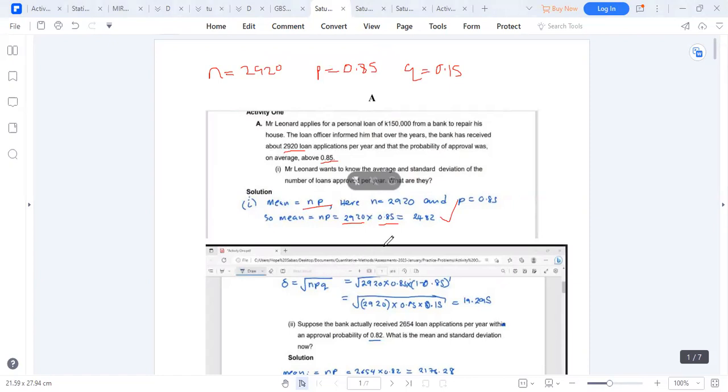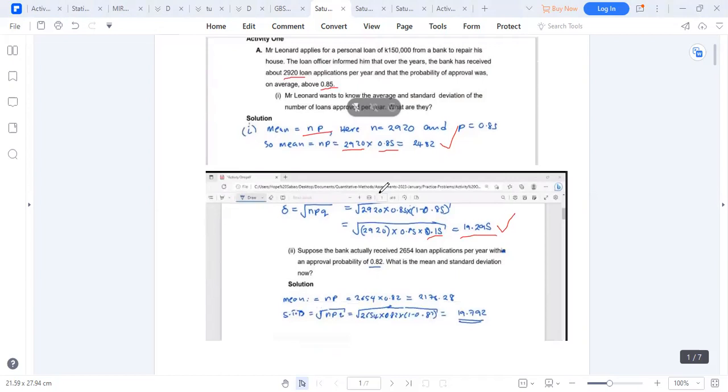Standard deviation is the square root of the variance. So NPQ, the 0.15 is the difference from 1. So we multiply 2920 times 0.85 times 0.15. So here we get 19.295. That is called our standard deviation. Are we clear?